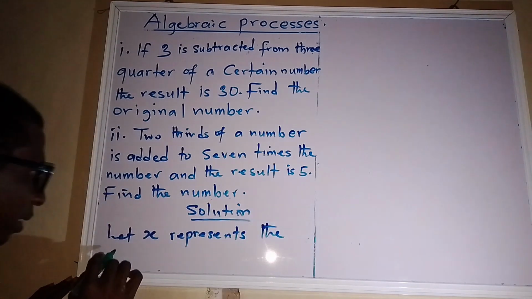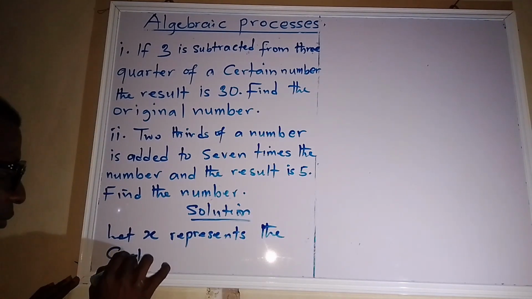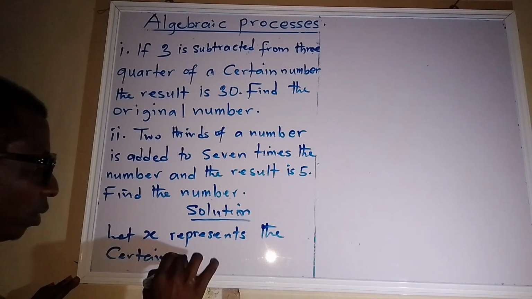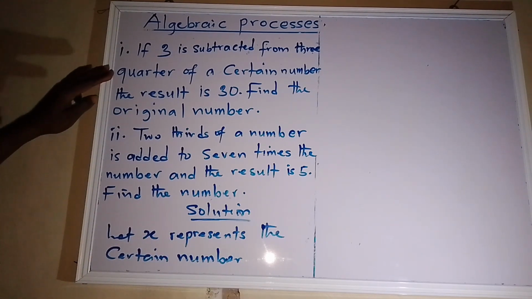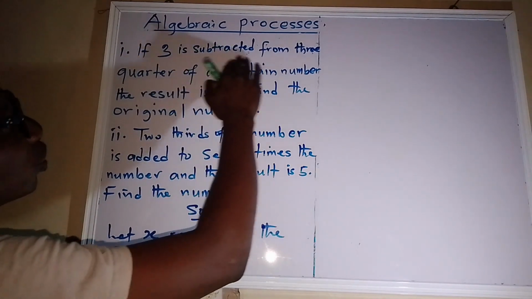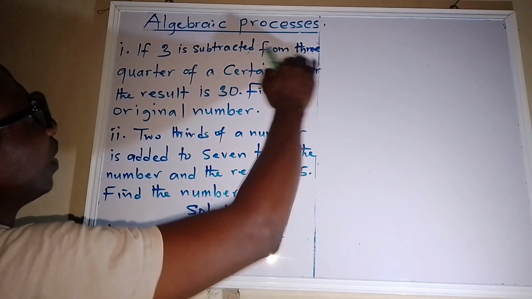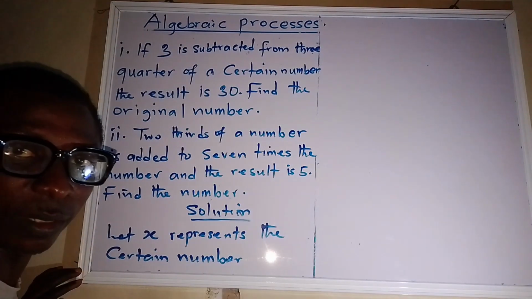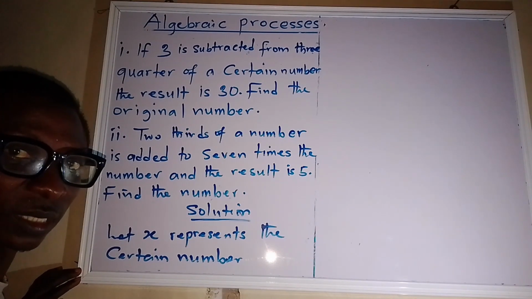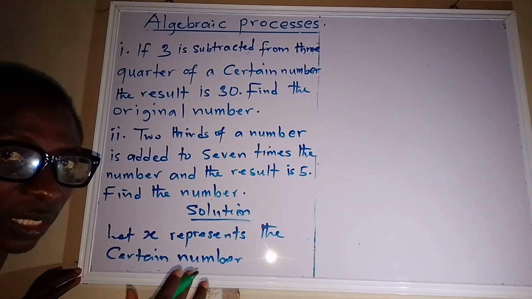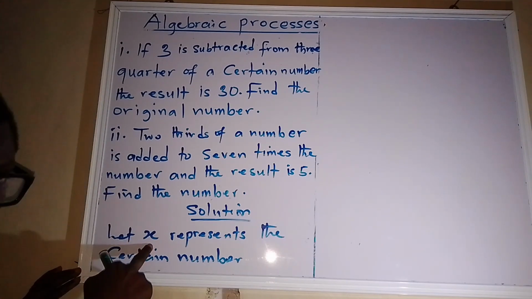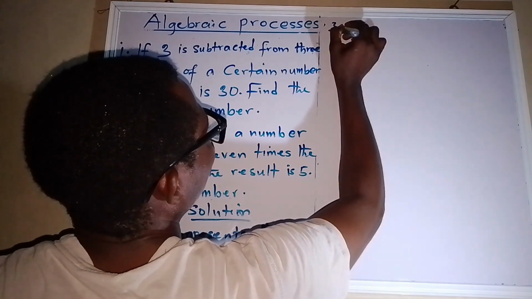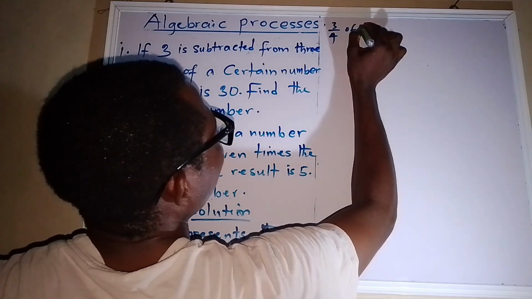the certain number. So if x represents the certain number, we can go back to the question now. If 3 is subtracted from 3/4 of a certain number, now we must know what 3/4 is. That's 3/4. 3/4 of a certain number. That's 3/4 of x.